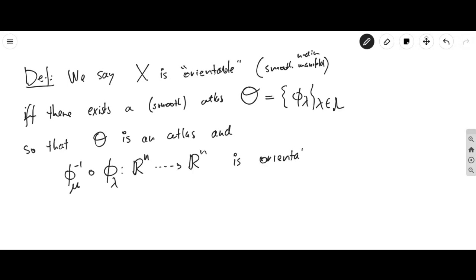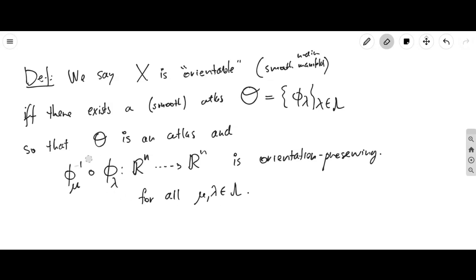that this is orientation preserving. So in particular, its Jacobian will be positive at every point in the domain. And this is for all choices in the indexing set, lambda. So no matter what two charts you pick, this condition is satisfied.